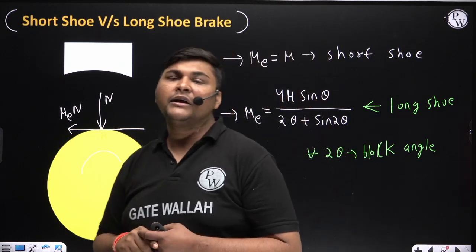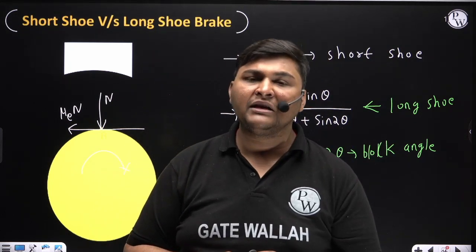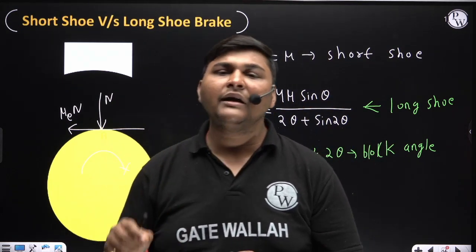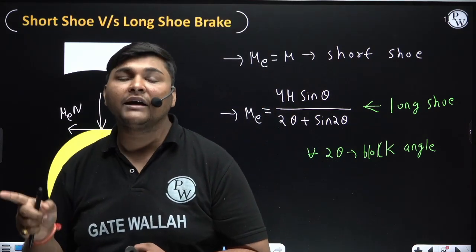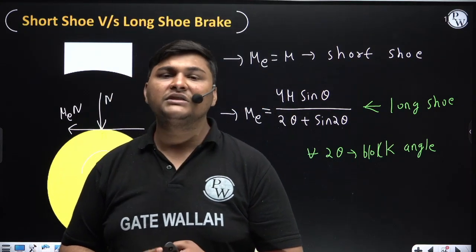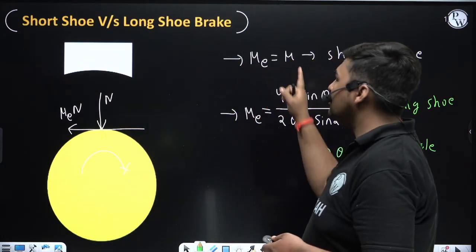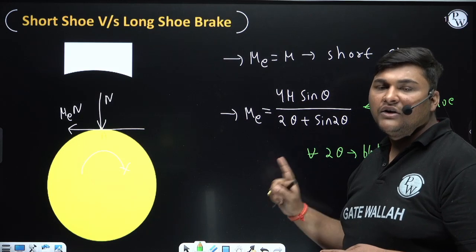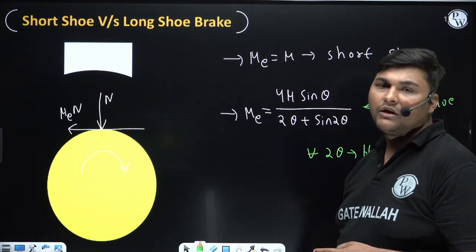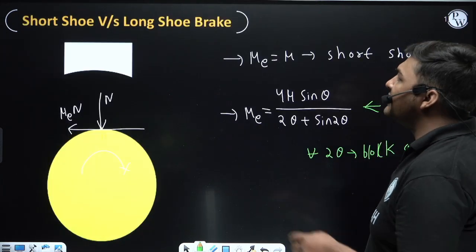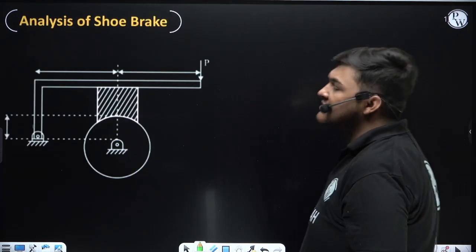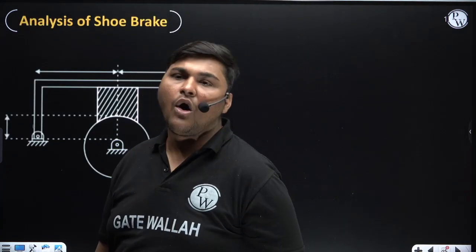If the examiner has not mentioned whether the brake is short shoe or long shoe, and has also not given the value of block angle, that is 2 theta, then always consider that brake as short shoe brake. Means directly use mu equivalent is equal to mu. So this is the difference between short shoe and long shoe brake. Okay. Now if you understood this concept, you will easily understand how to do the analysis of shoe brake.